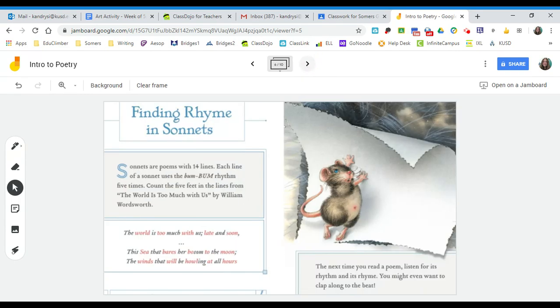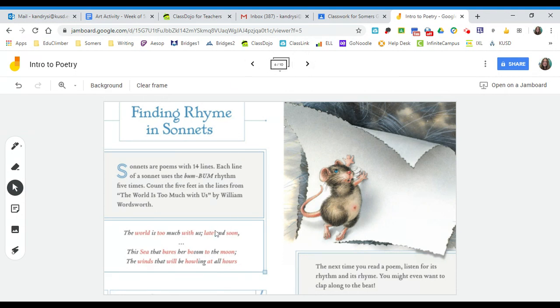Finding rhyme in sonnets. Sonnets are poems with 14 lines. Each line of a sonnet uses the ba-bum rhythm 5 times. Count the 5 feet in the lines from The World is Too Much with Us by William Wordsworth. The world is too much with us, late and soon. Their sea that bears her bosom to the moon. The winds that will be howling at all hours.